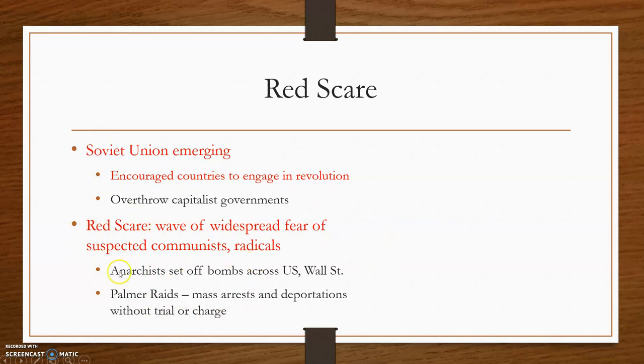This is in part made worse by the fact that some anarchists, who believe in no centralized government or no control of government, will set off bombs across the United States, including bombing Wall Street and killing about 20 people. The U.S. government will respond to this Red Scare with a series of raids called the Palmer raids, which were basically mass arrests and deportations of primarily Central and Eastern Europeans, without trial or charge. So you might not be charged with anything, you might not even get a trial, but you can get deported.